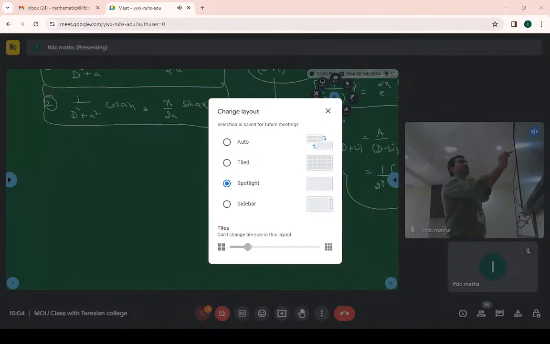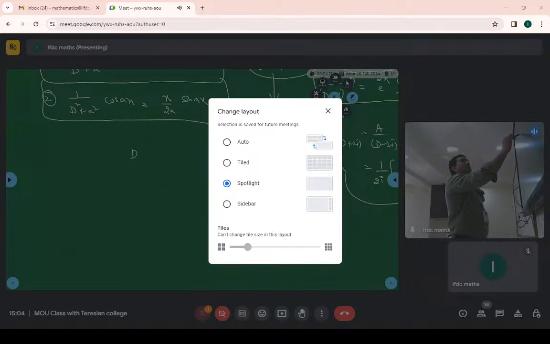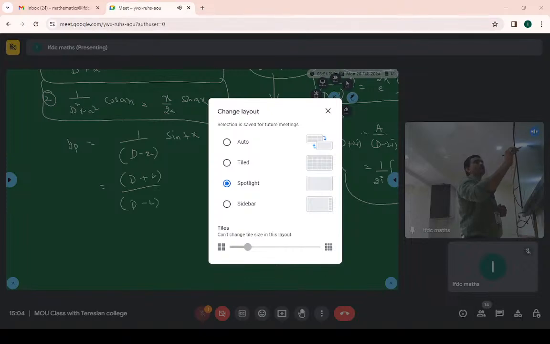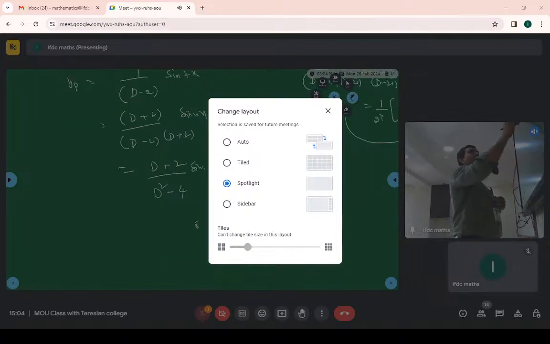Now sometimes in the problem something like 1 by d minus 2 into sine 4x is there. Can you tell me how to solve this equation? How to solve this problem? Rationalize. Exactly. Rationalization is very, very important. Multiply d minus 2 by d minus 2: we can write d plus 2 into d minus 2 into sine 4x. You can write numerator d plus 2 will be there. This is a square minus b square, so minus 4 into sine 4x you can write here.